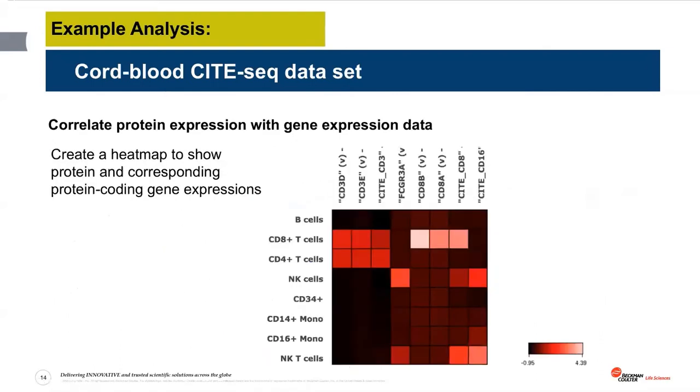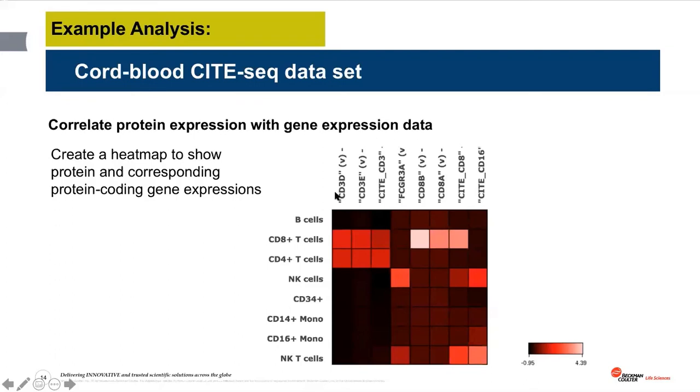And since CITE-seq has both the RNA-seq expression data and antibody expression data, very often people will wonder, how well does the protein expression correlate with the gene expression? There are many ways you can analyze your data to answer the question. But here, I want to show you one example, in which you use a heat map in Cytobank to inspect the relationship between the protein expression and the corresponding protein coding gene expressions.